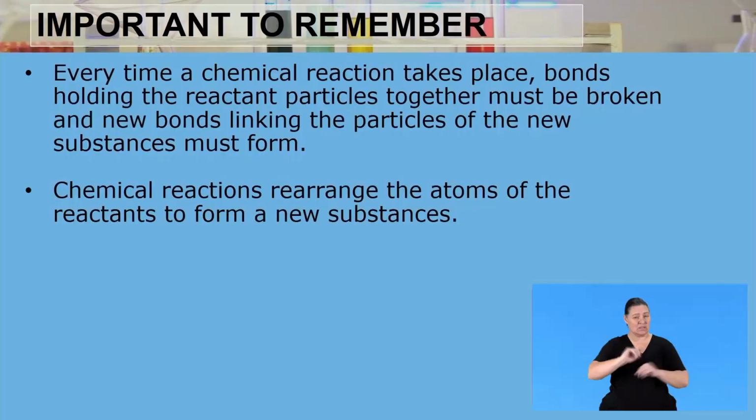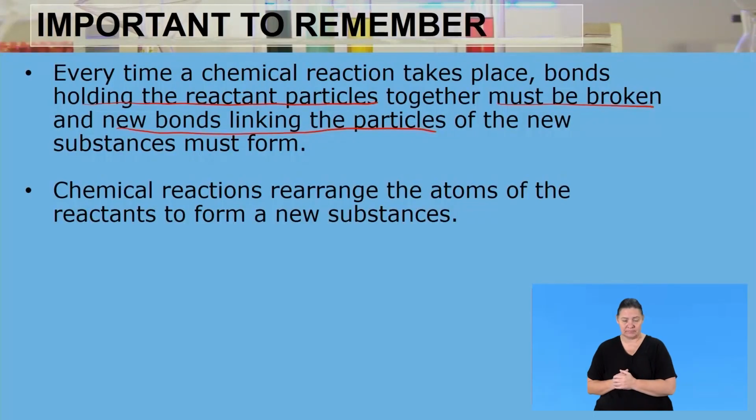Also, what we need to take away from this lesson is that, number one, every time a chemical reaction takes place, the bonds that are holding the reactant particles together must be broken. And new bonds that are linking the particles of the new substance must form. What we must take away is that when a chemical reaction takes place, the existing bonds of the reactants need to break. And new bonds need to form so that products can be produced.